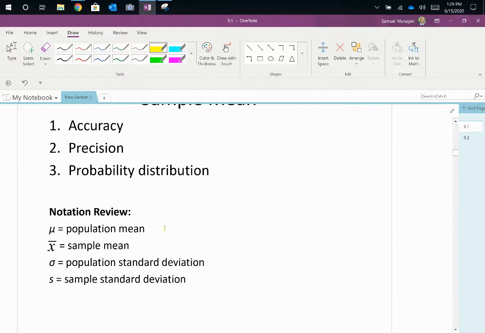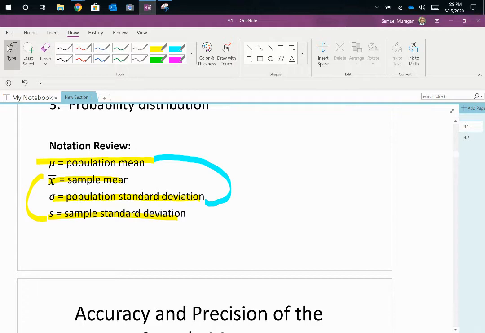The letter mu is the population mean, x bar is the sample mean, sigma is the population standard deviation, and s is the sample standard deviation. So again, sample is x bar and s, and population is mu and sigma. Notice the Greek letters are used for population, and normal letters are used for samples.